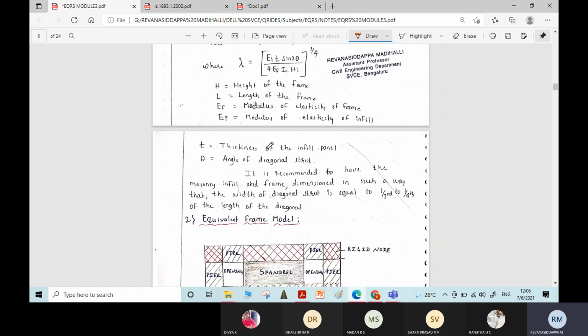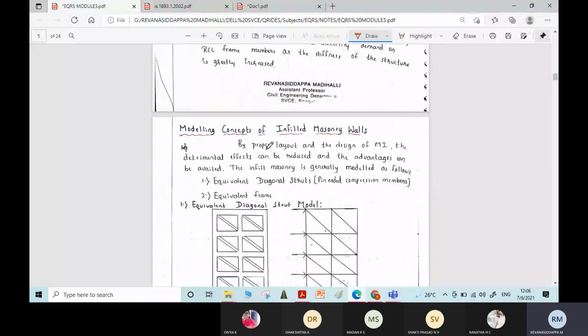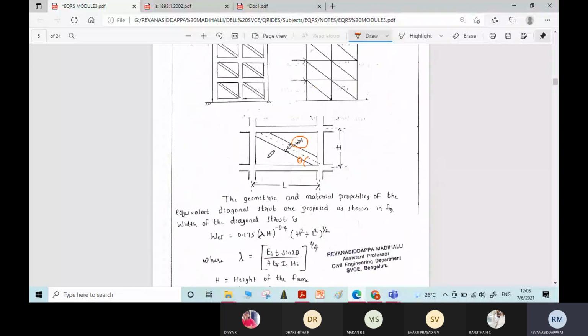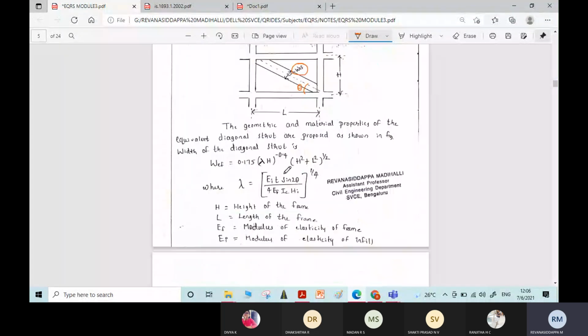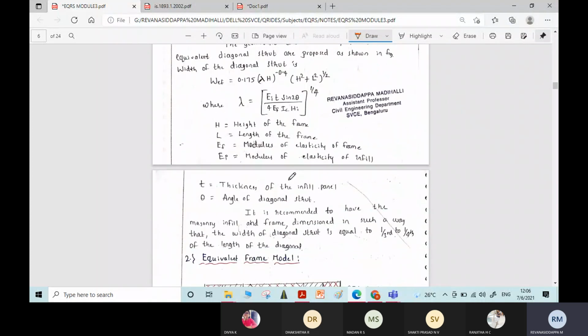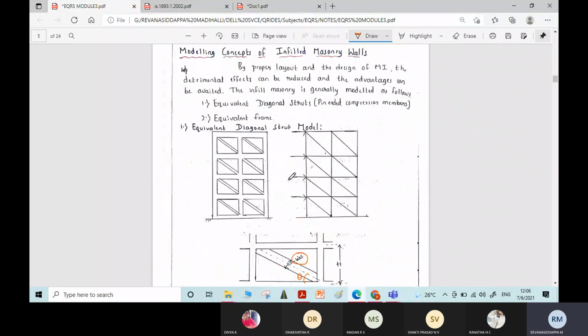So this is about the equivalent diagonal strut model. Very simple thing: the wall is converted into an equivalent strut provided along the diagonal having a width as specified by this formula. You need to remember these two formulae. They are not given in the code book. This is one way of modeling masonry wall, in terms of equivalent diagonal strut.